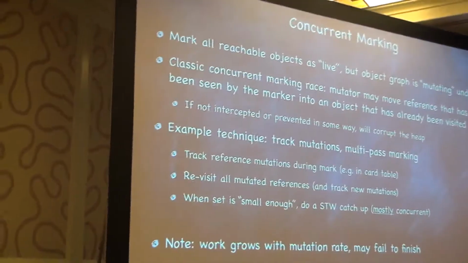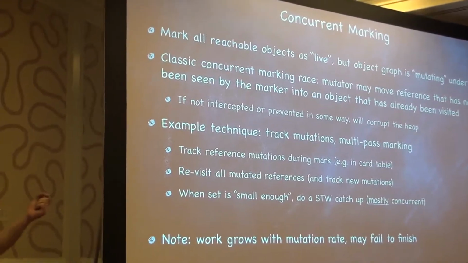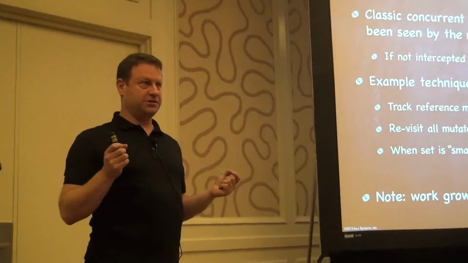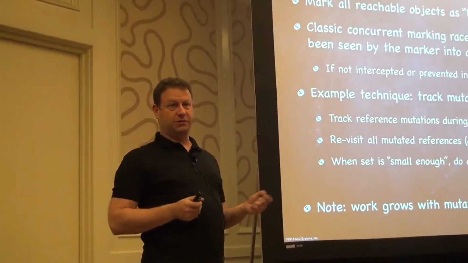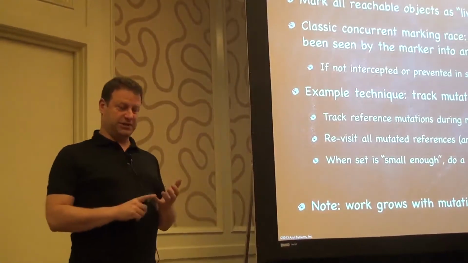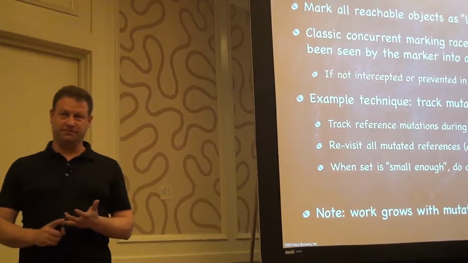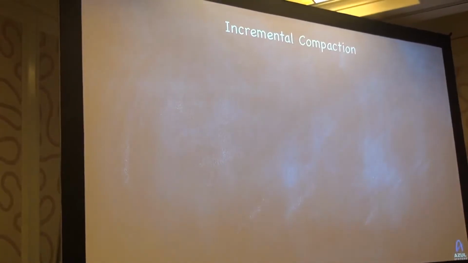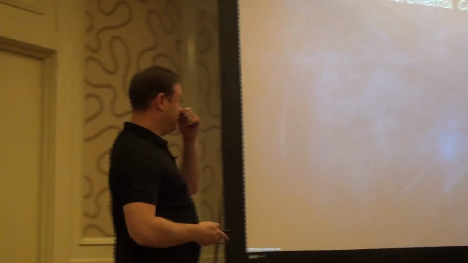The issue to understand here is that the work to do in remarking in a multipass approach grows with the mutation rate. The faster your application runs, the faster you mutate the heap, the more work there'll be to do in a remark. It doesn't grow with the heap size, it doesn't grow with the live size, it grows with how fast you run. Okay? Important note. So you might be able to stay concurrent up to a certain speed and then boom. That's why you should test and see where it stops working.